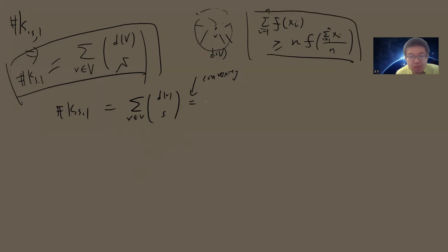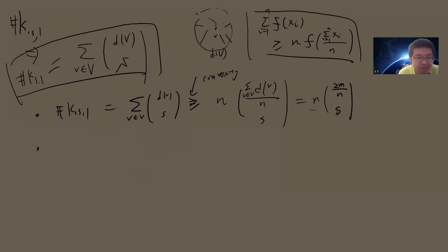So it means we take the summation of d(v) over all v and divide by n, and choose s, and there are n terms here. So this is the sum over the degrees of the vertices, which is the handshaking lemma. So it's 2m divided by n, choose s. Okay, it's simple enough. This is greater or equal to that.